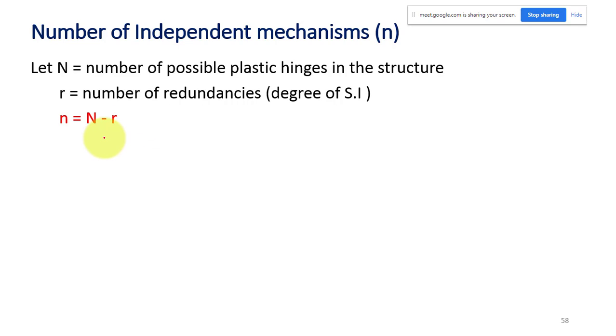That many number of independent mechanisms. So we have to check all the possible mechanisms finally. That is why we have to check this number always. We should not miss any mechanism. We have to check all the possible mechanisms, including the combined mechanism. Then only we can say that this is the collapse load for your structure.